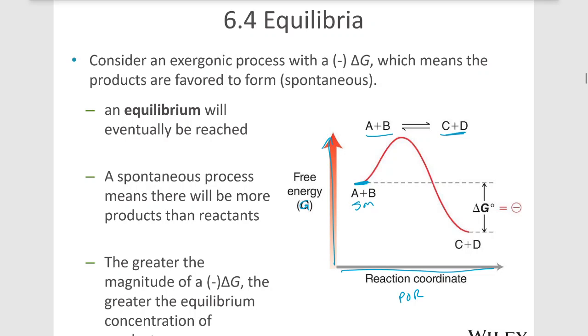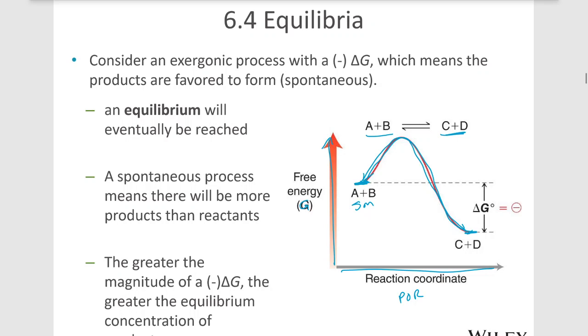And as this reaction begins to occur, some of our A and B are going to be going to C and D, right? And once we start building up C and D, then some of them may have enough energy to go backwards and reform A and B. So this is a reversible reaction. A and B is forming C and D. C and D is forming A and B. So we're going to reach an equilibrium where we'll have a certain concentration of starting materials and a certain concentration of products, okay? So a spontaneous process means there will be more products than reactants at equilibrium.